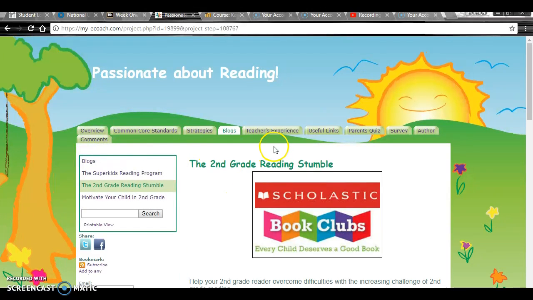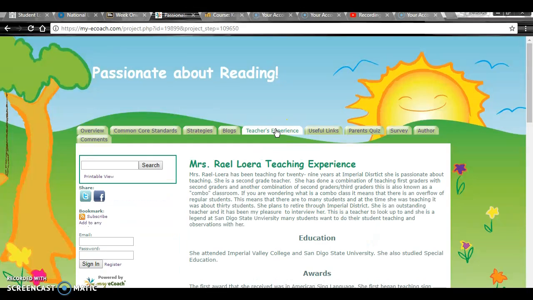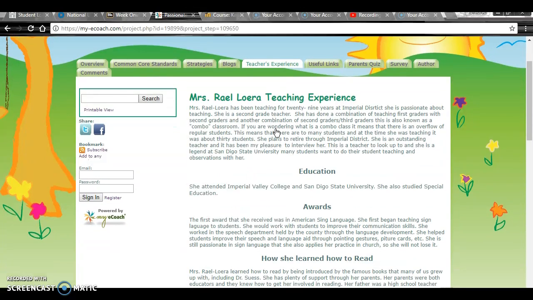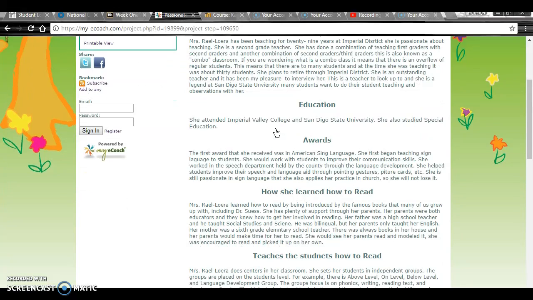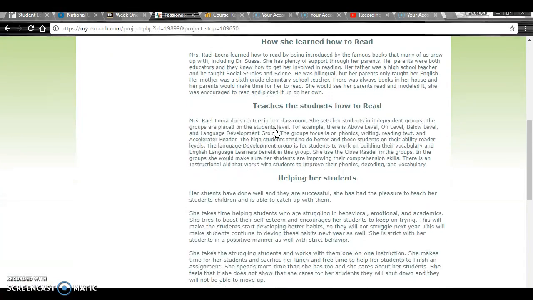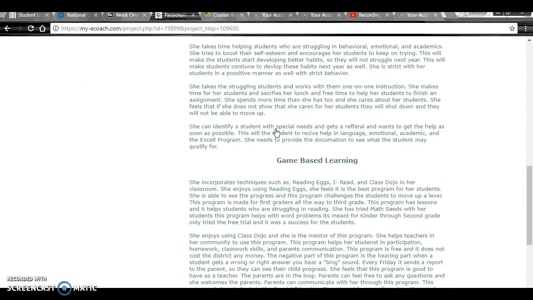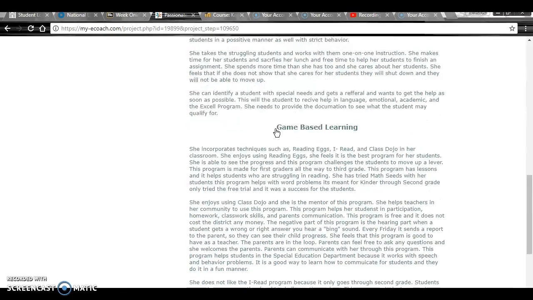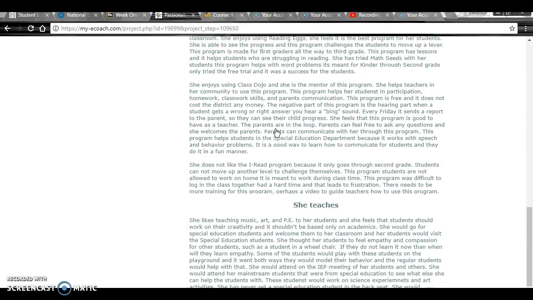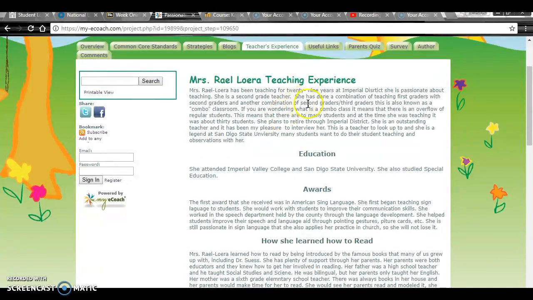And there's more blogs to go over, and there's teacher expectations. And this teacher, she teaches us her experience on how she became a better teacher, on teaching her students how to read. And it also talks about her experience, how she learned how to read, and her motivation, and the awards that she got, and how she helps students become better students, and she uses game-based learning. She likes to use ClassDojo as one of her favorites. And she's a very great teacher, and if you want to use her strategies, take a look at it.